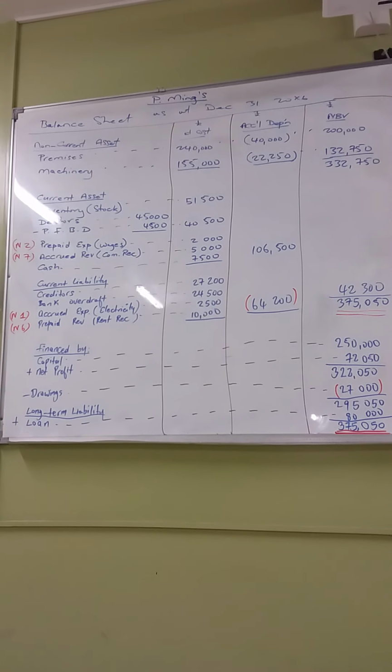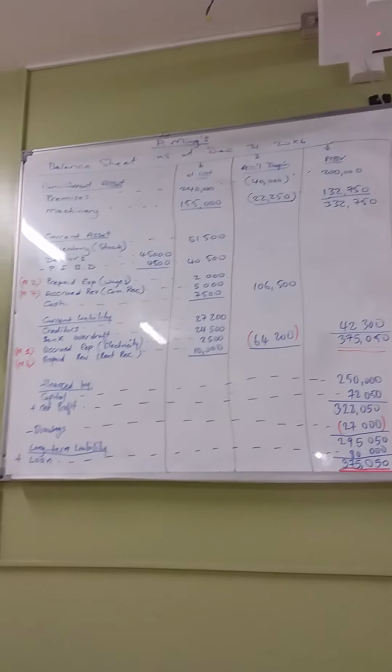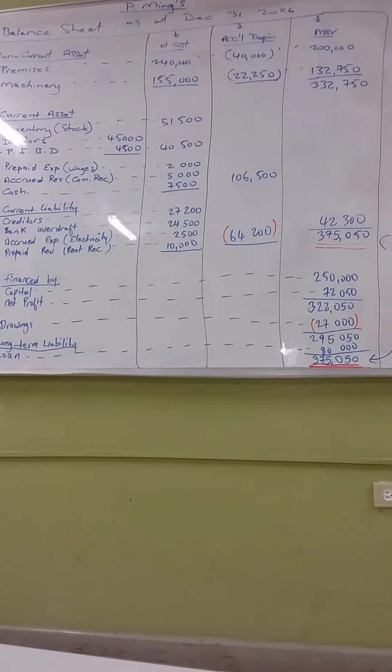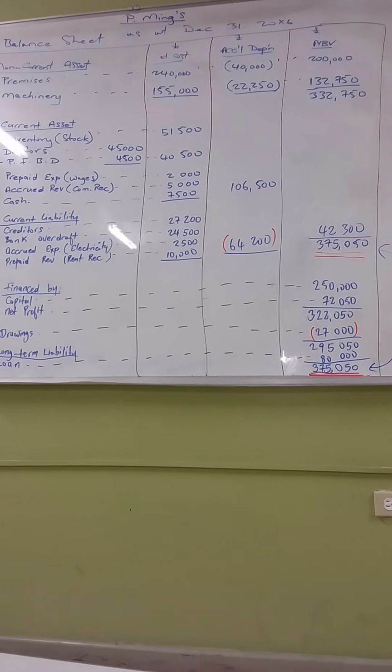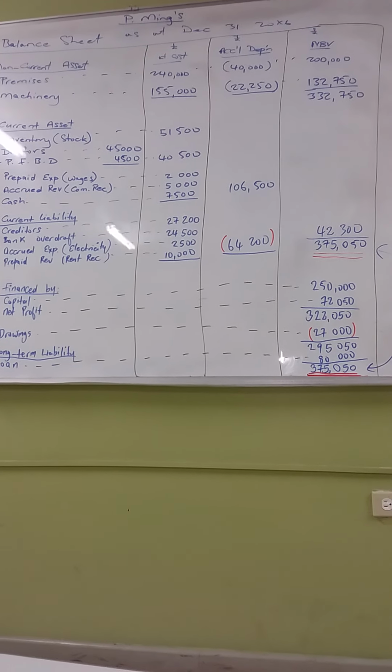When we did the balance sheet extract. So that is the first part. So our premises there was what? Our premises was 240,000. The accumulated depreciation for premises was 40,000.